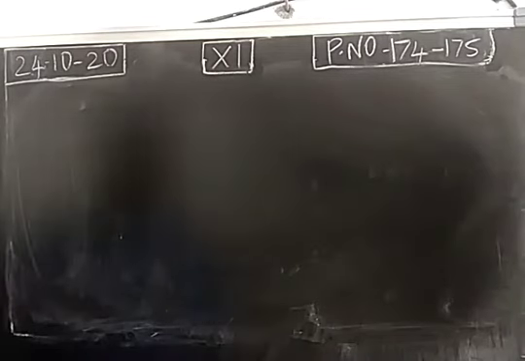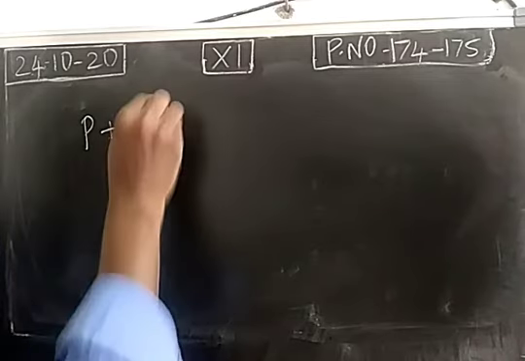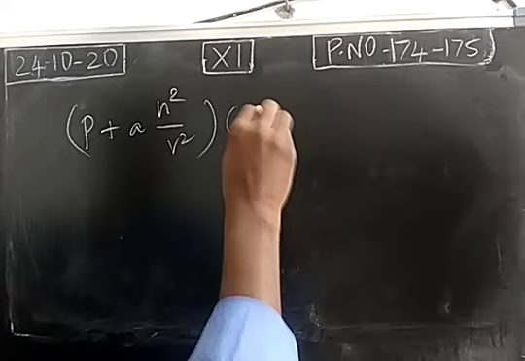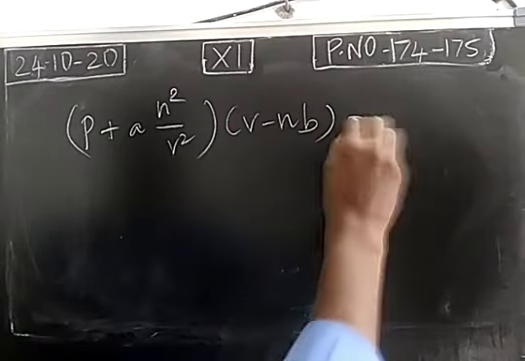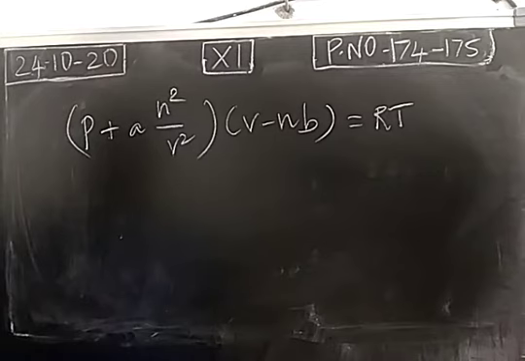Dear students, today we are going to derive critical constants from van der Waals constants. So last class we derived the van der Waals equation: P plus a n squared divided by V squared, times V minus nb, is equal to RT. So this is the van der Waals equation. This is obtained from the ideal gas equation.